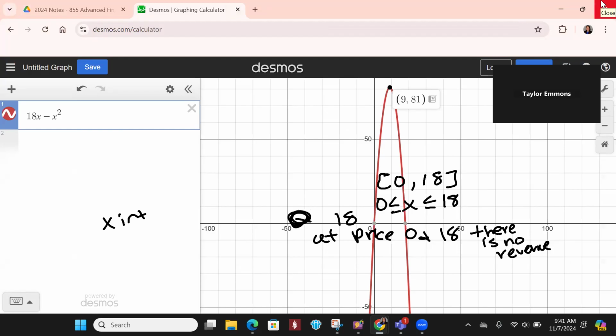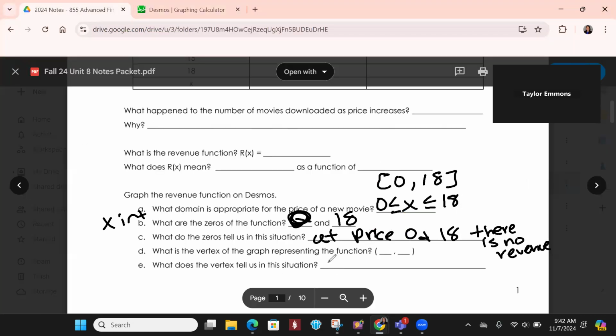What does a vertex tell us? They gave the most amount of money. Maximum revenue. And the maximum revenue happened at $9. Okay. Max revenue at a price of $9.